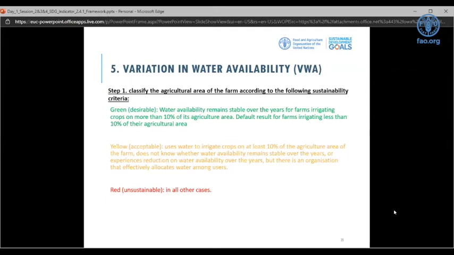The agriculture holding will be classified as yellow or acceptable if it is using water to irrigate at least 10% of its agriculture area, and experiences reduction in water availability over the years, but there are organizations that effectively allocate water amongst the users. And the holding will be classified as red in all other cases. By all other cases, I mean the holding is using water to irrigate greater than 10% of its agricultural land area, it experienced reduction in water availability over time, and there are no organizations that efficiently and equitably allocate water amongst the different users in that particular area.